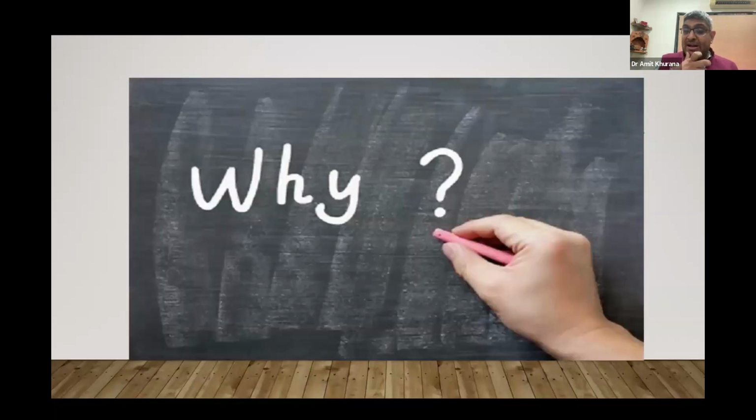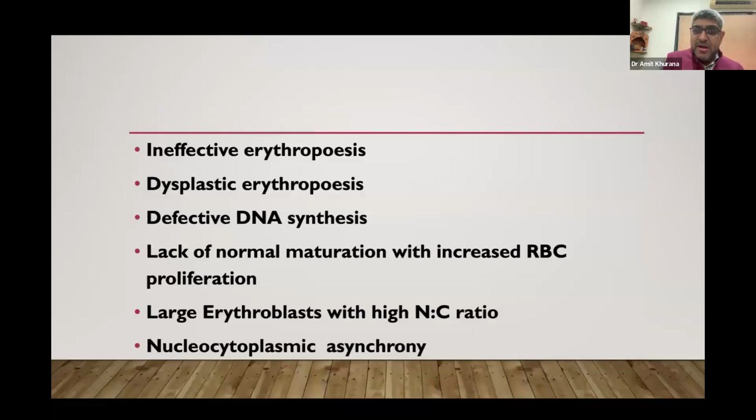Why do you get megaloblastosis in macrocytic anemia and B12 deficiency? The answer is very simple; this is the rationale behind it. You have ineffective erythropoiesis, plus dysplastic erythropoiesis. This leads to defective DNA synthesis, lack of normal maturation with increased RBC proliferation. So you get large erythroblasts with a high NC ratio, and that leads to nucleocytoplasmic asynchrony.